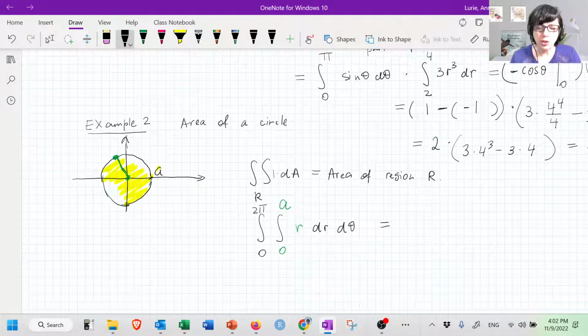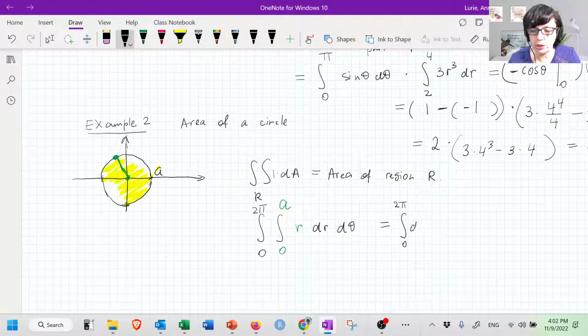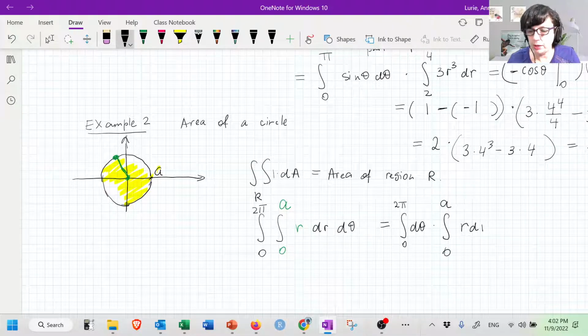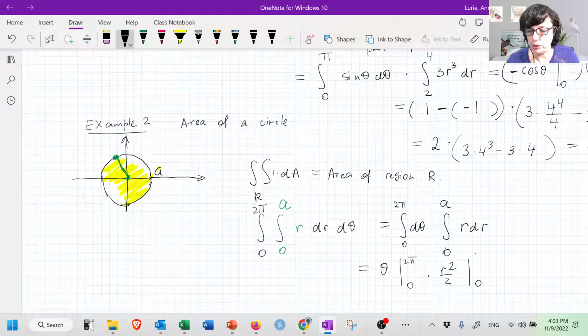All right, so this is a very easy integral. We're just going to separate it, split it into just the theta, which is, there's no theta, so it's just going to be d theta. And then 0 to a of r dr. So this becomes theta, and we substitute 0 to 2 pi. And then this becomes r squared over 2, substitute 0 to a.